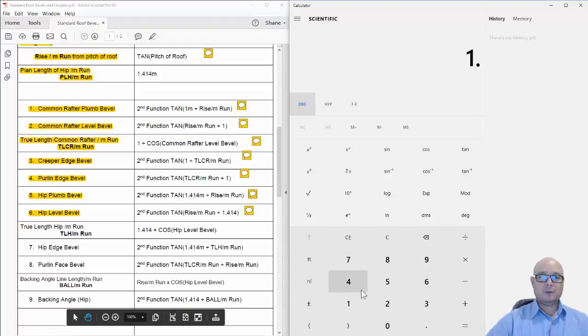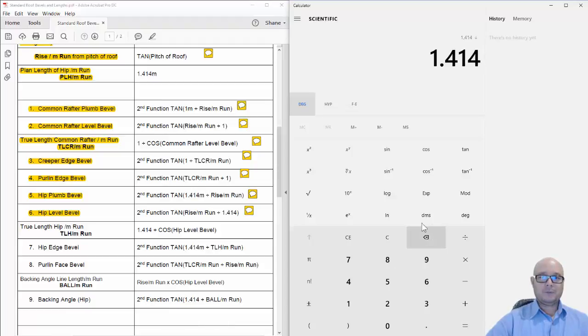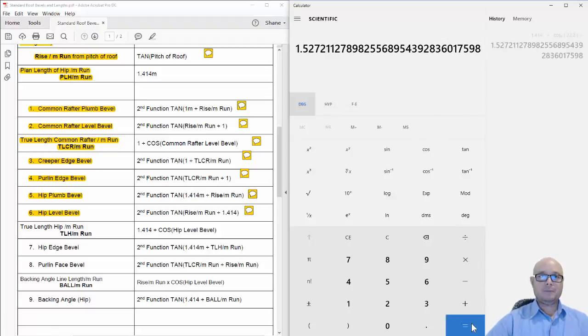So it's 1.414 divided by hip level bevel, because the way this calculator works, I need to put the hip level bevel in first. So it is 22.2, and it is cos only, so it's not second function cos. And I also need to hit the equals button to get the final answer.